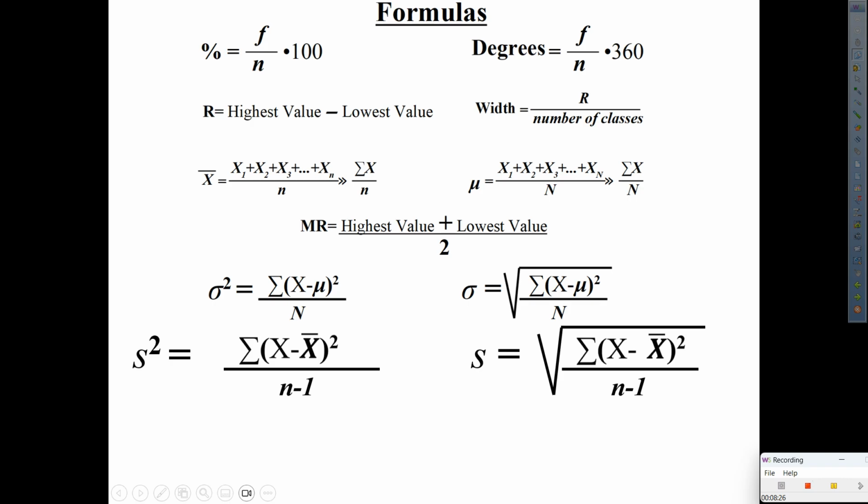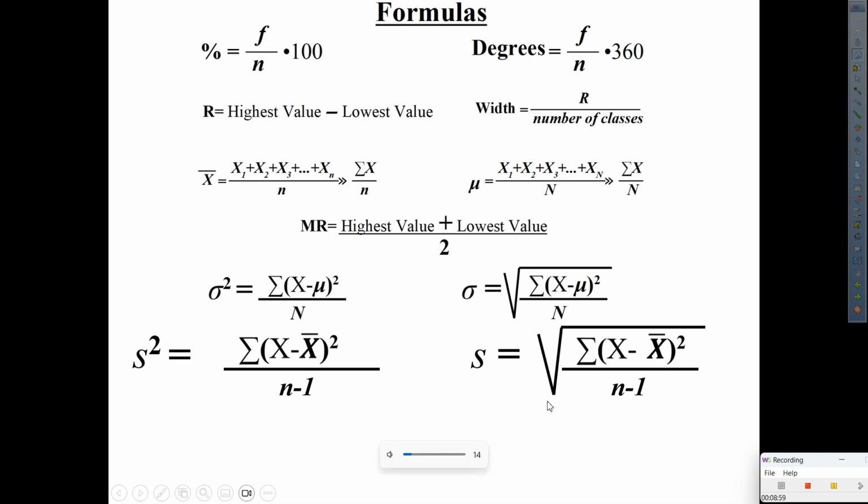What's the only thing that changed? The denominator, where it says n minus 1. So for samples, you're going to write n minus 1.